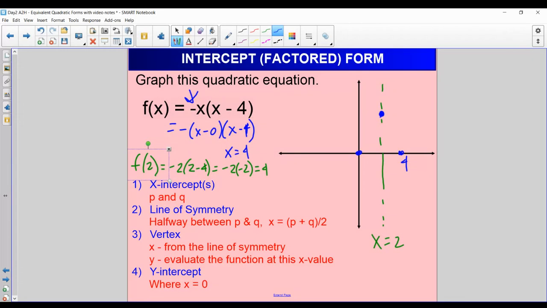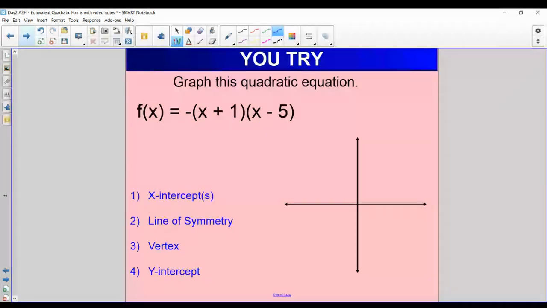So what I would be doing as I look at this is understanding that the a value is 1. So what should happen is behavior just like the parent function when I go out 1, down 1. So that would give me some other points. Out 2, down 4 gives me those x-intercepts. And if I've got those 5 points, I can probably draw a very nice graph. Okay, so I would pause the video, try this one, and now I will show you the solution.